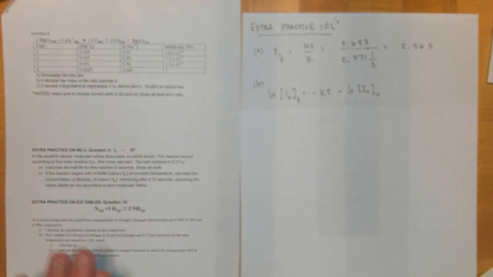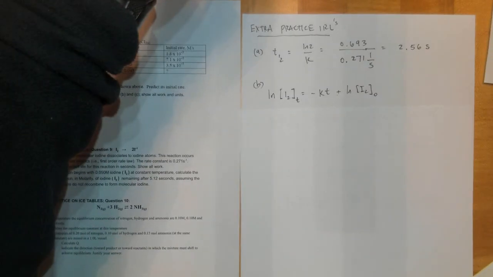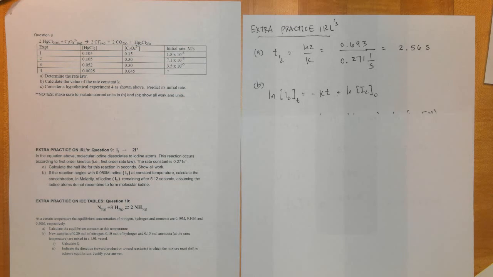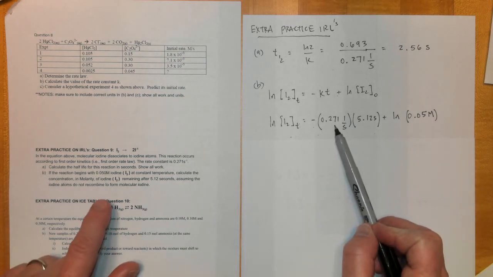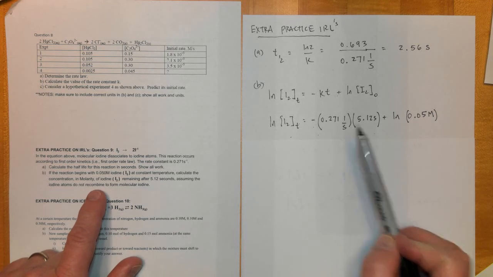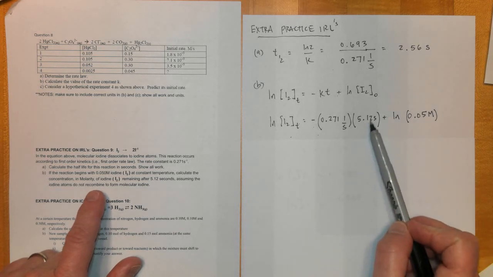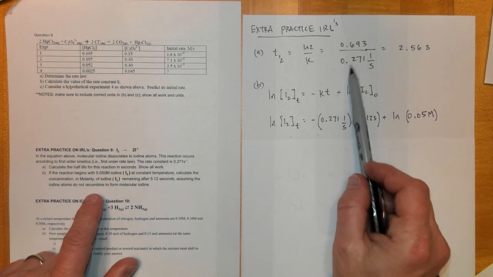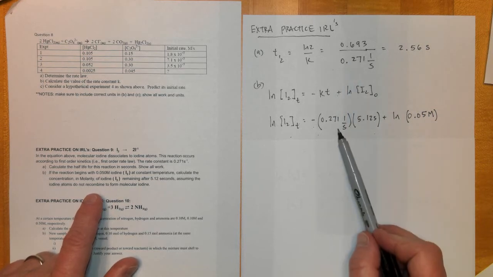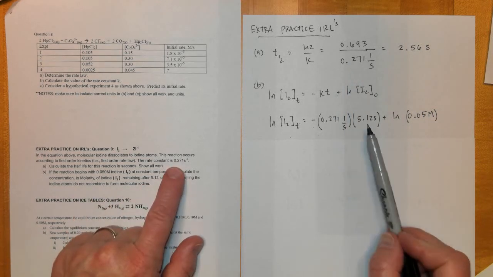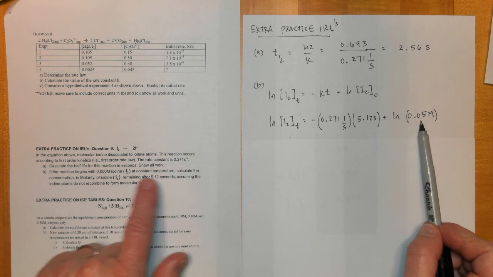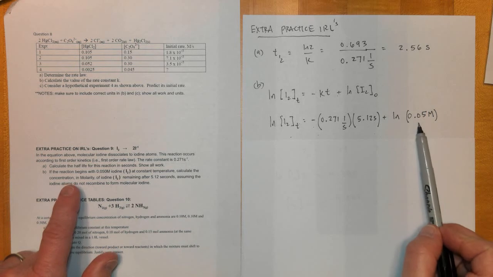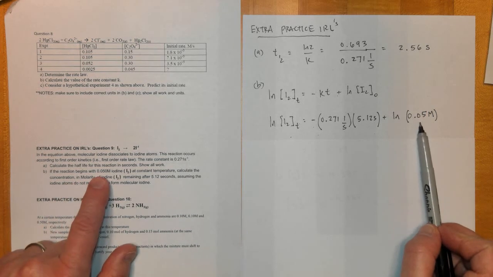So here's my integrated rate law equation. And then here's the numerical values put in. So here is the rate constant. Here's the rate constant that I used right up here, 0.271. They told me that right here. Here's my 5.12 seconds. And then here's my initial concentration, or original concentration right here, 0.05.